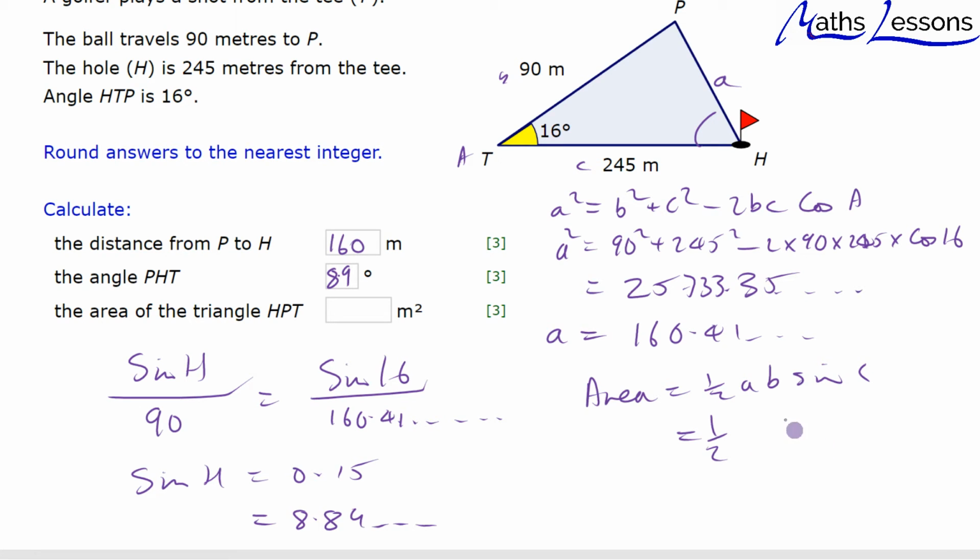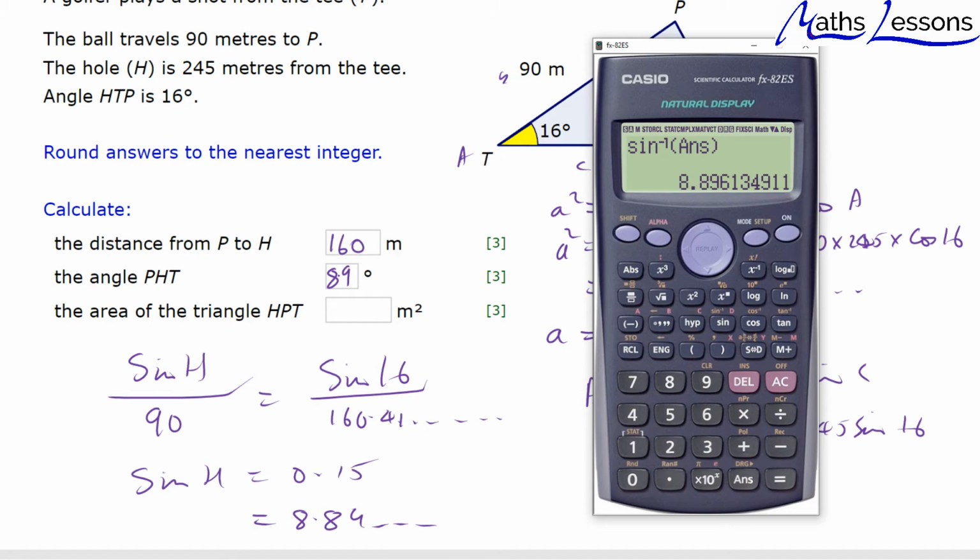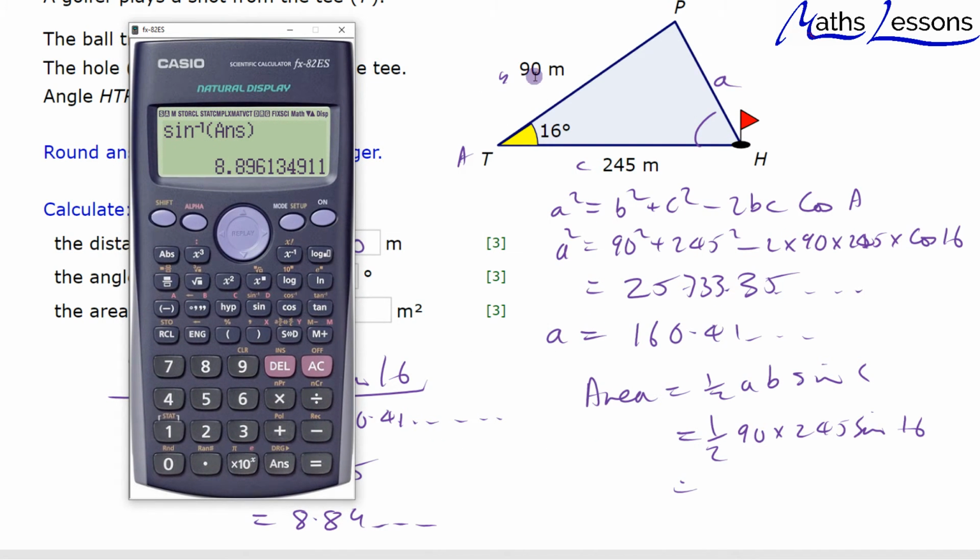Half times 90 times 245 sine of 16, and you just throw that straight into the calculator. It's not a terribly difficult question, but it is level 6 and 7 standard. If it was a level 8, 9 question, there'll be a lot more rearranging going on. All you're doing is remembering the formula and putting it into the formula.